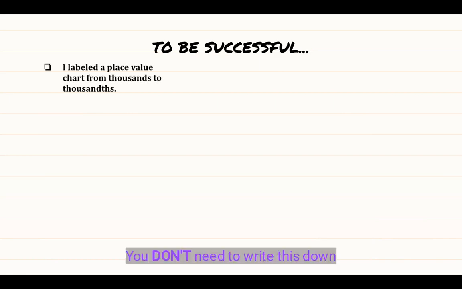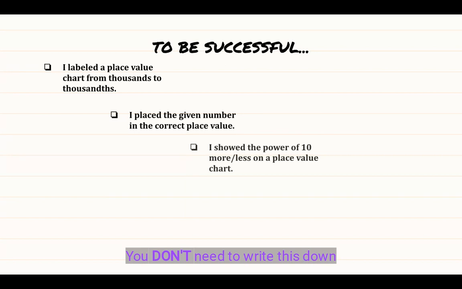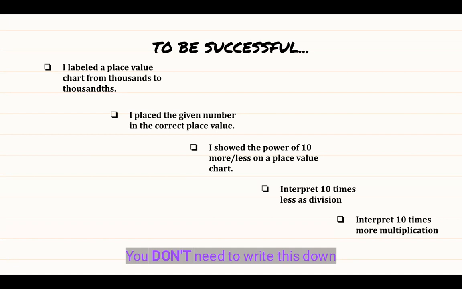To be successful in today's lesson, you will need to label a place value chart from thousands to thousandths. You will place the given number in the correct place value. You will show the power of 10 more or less on a place value chart. You will interpret 10 times less as division and 10 times more as multiplication.